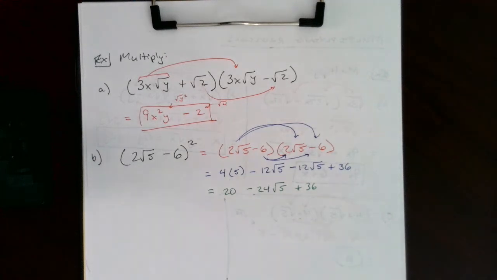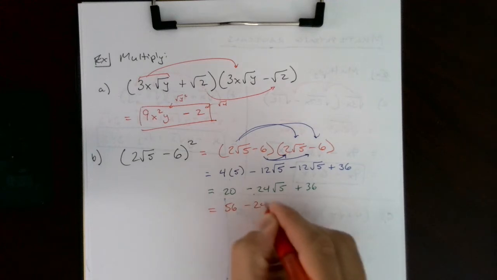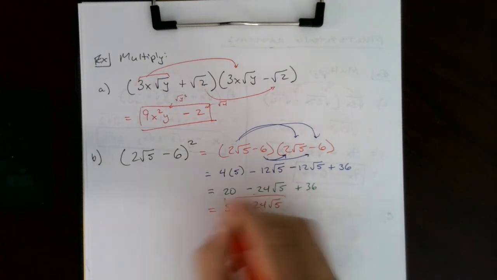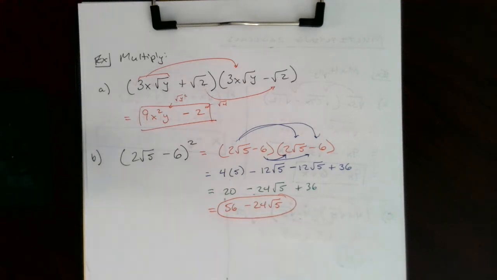And then combining like terms, we've got 20 plus 36, which is 56, minus 24 square root of 5. Don't combine these. These aren't like terms, right? They're not like radicals. You can't combine the 56 and the 24. A lot of people do that by mistake. You can't do it because they're not like radicals. So you can't combine any further here. You have to stop.